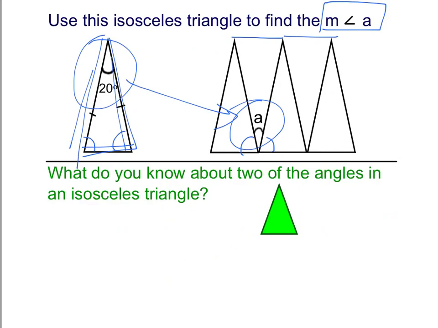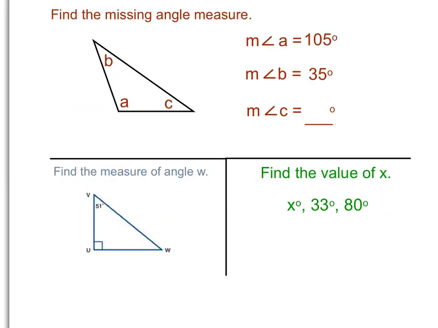Well, we just kind of said it. The two angles that come down to meet the line that's different in size are going to be equal or congruent. Find the missing angle measures.